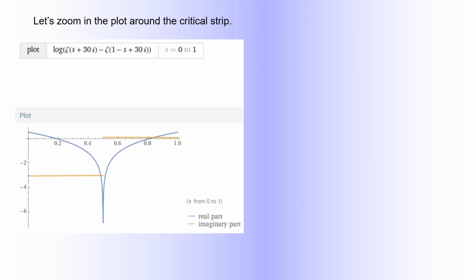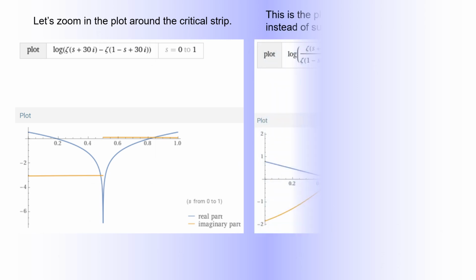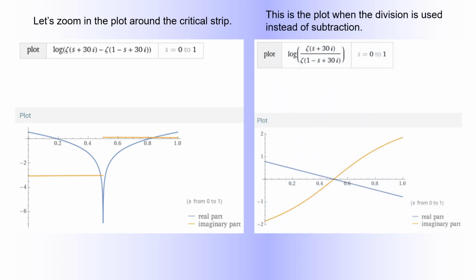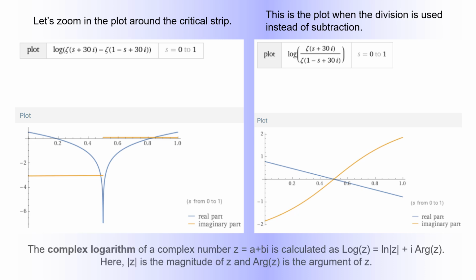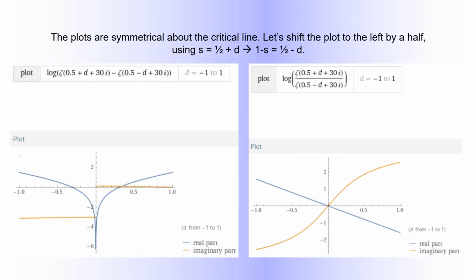Let's zoom in on the plot around the critical strip. This is the plot when division is used instead of subtraction. The complex logarithm of a complex number is calculated as the natural logarithm of the magnitude of its input, plus i times the argument of its input. The plots are symmetrical about the critical line.